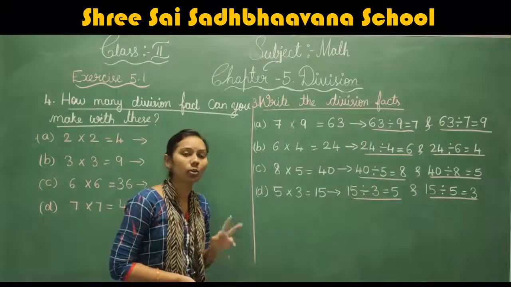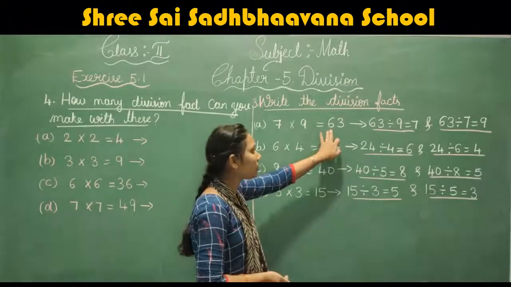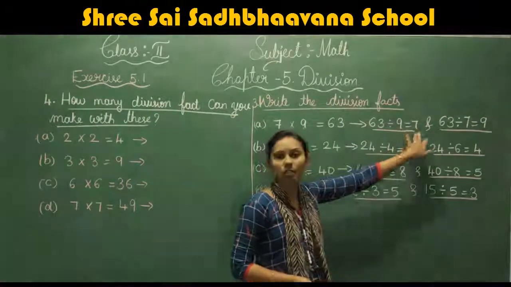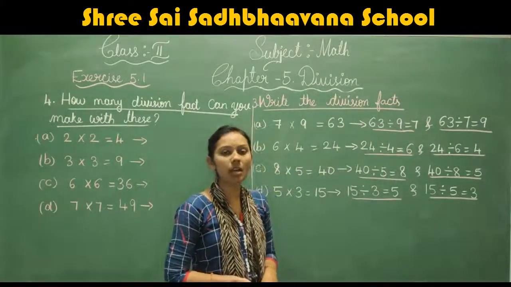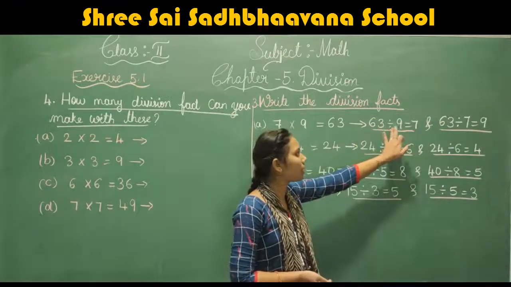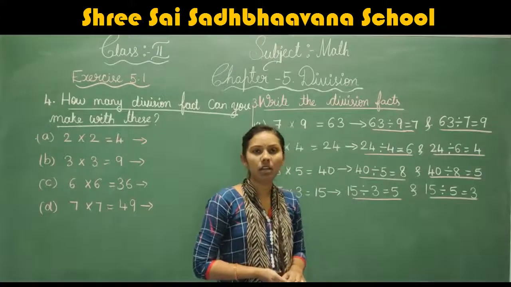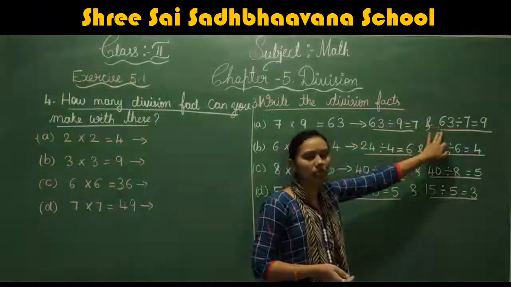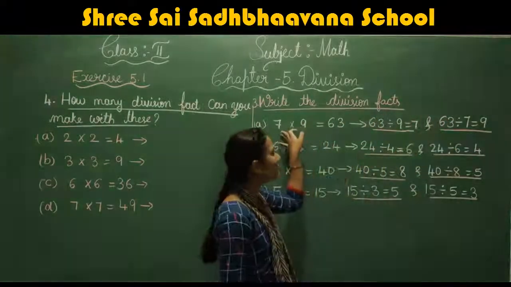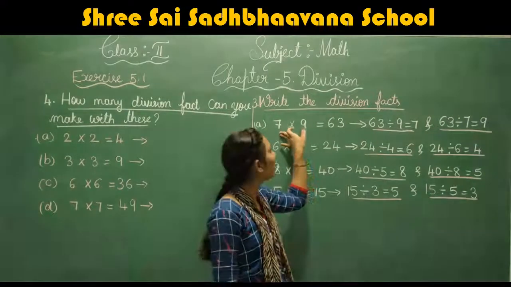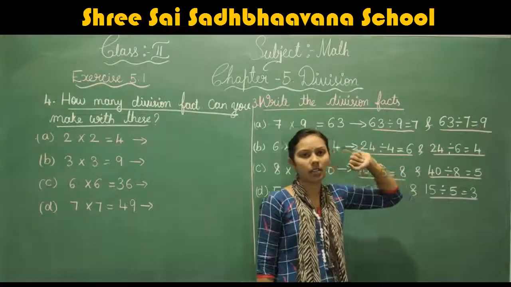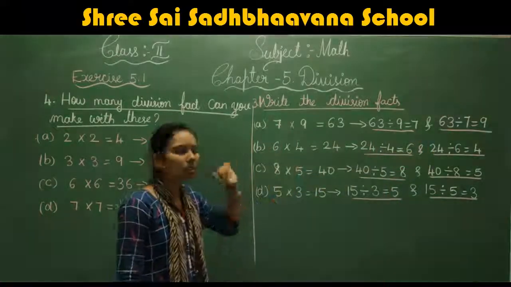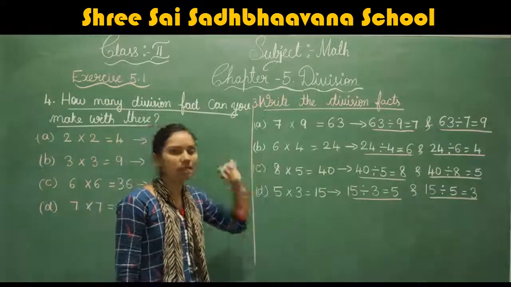Already I told you that we are going to get two division facts. When you divide 63 by 9, you will get the answer 7. That is your quotient. 63 divided by 9 is equal to 7. This is one division fact. One more division fact is when you divide 63 by the number 7, you will get the quotient 9. So these are the two division facts we are going to get in this question.